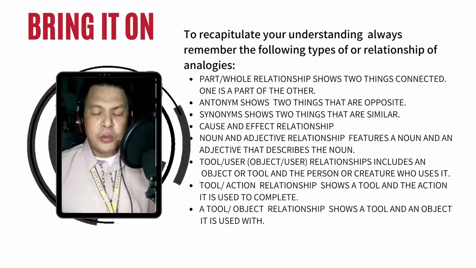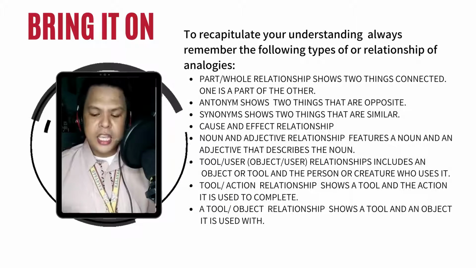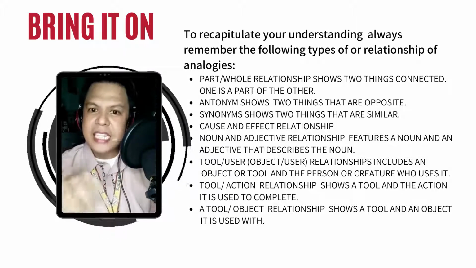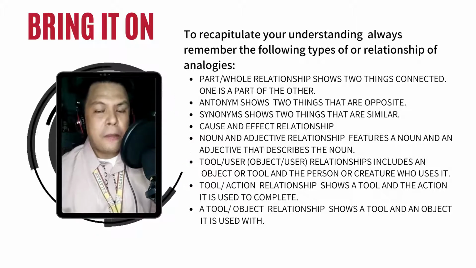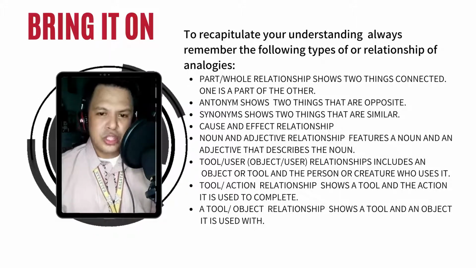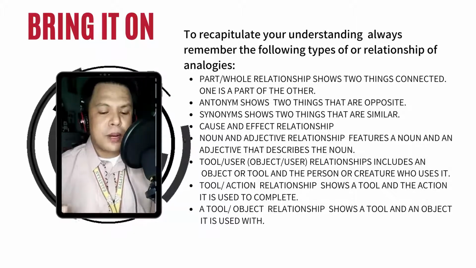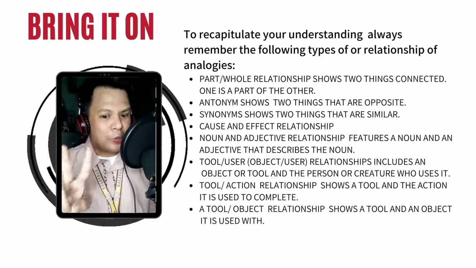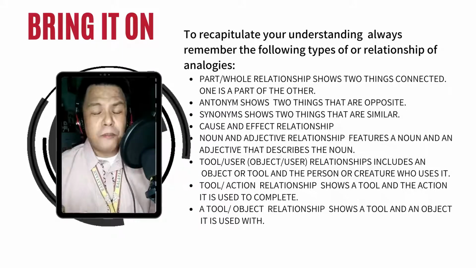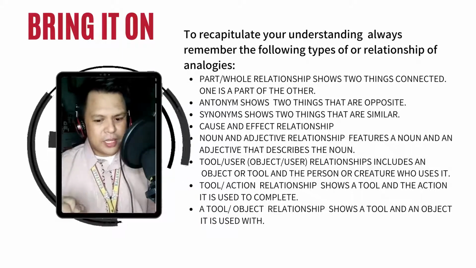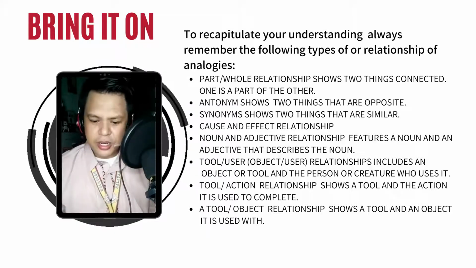Always remember the following types of relationship of analogies. It comprises 8 types of relationship. The first one is part or whole relationship that shows two things are connected. One is part of the other. Number 2, antonym shows two things that are opposite. The third one, synonyms, which shows things that are similar.